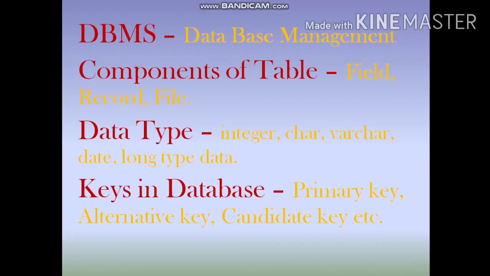Morning students. In our last class we covered these topics: DBMS, Database Management System, and the components of tables. Field means the heading of the file, called a field. Record means a collection of information, called a record. File means a collection of records, called a file. Data types: there are different types of data, that is integer, where only numbers can be stored; char and varchar, where we store alphanumeric data; date type; and long data type.